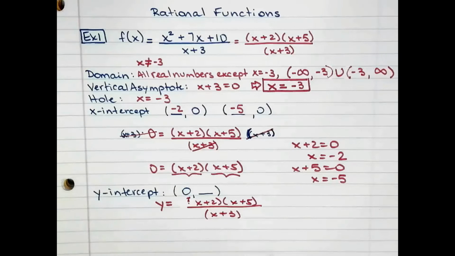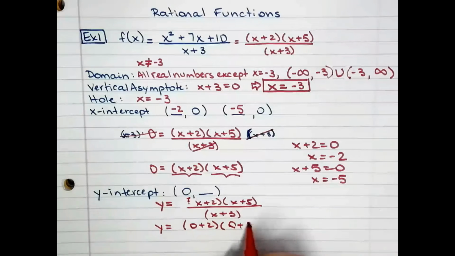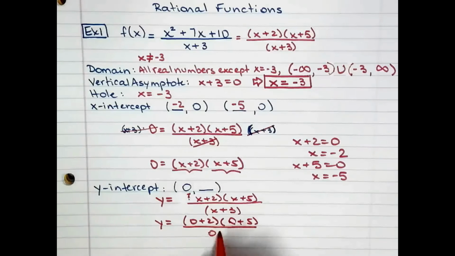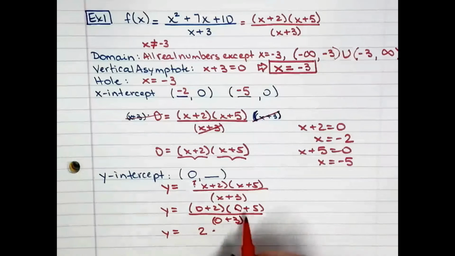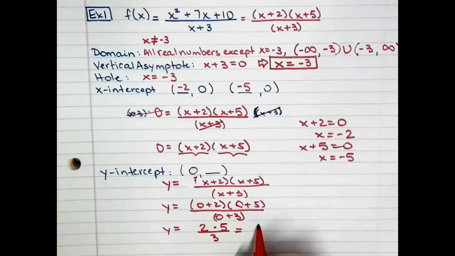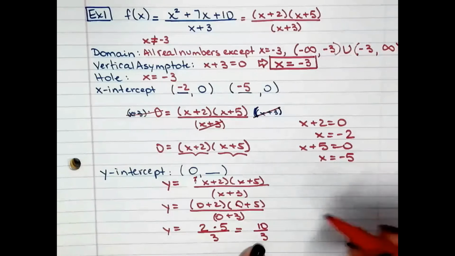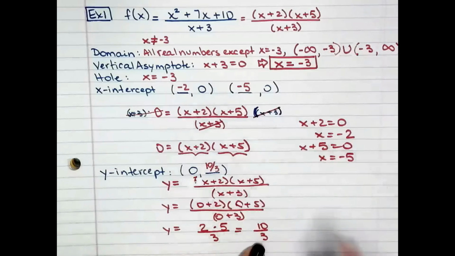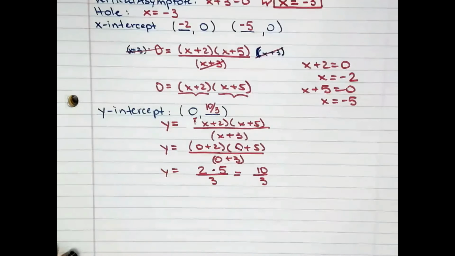Okay, so here we go. I will plug in 0 for x. 0 plus 2, 0 plus 5 over 0 plus 3. 0 plus 2 is 2, 0 plus 5 is 5, 0 plus 3 is 3. Here I have 2 times 5 is 10 over 3. Voila, exactly what I was expecting to find. And that's what I have in my handy dandy graphing calculator right there. So 10 over 3. Now, the last thing we need to do is to find the horizontal asymptote.